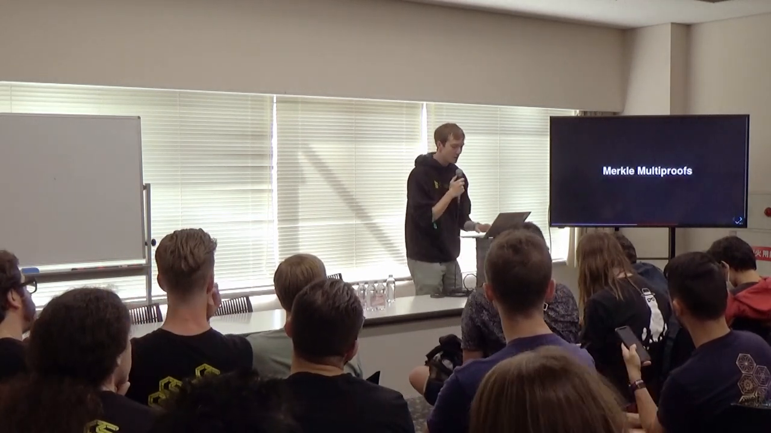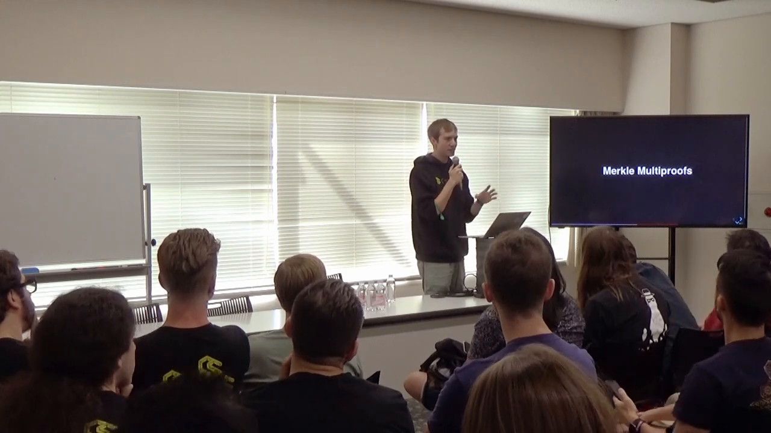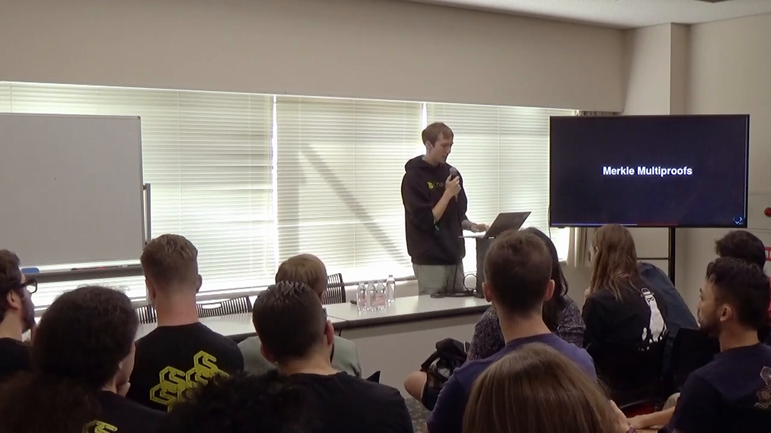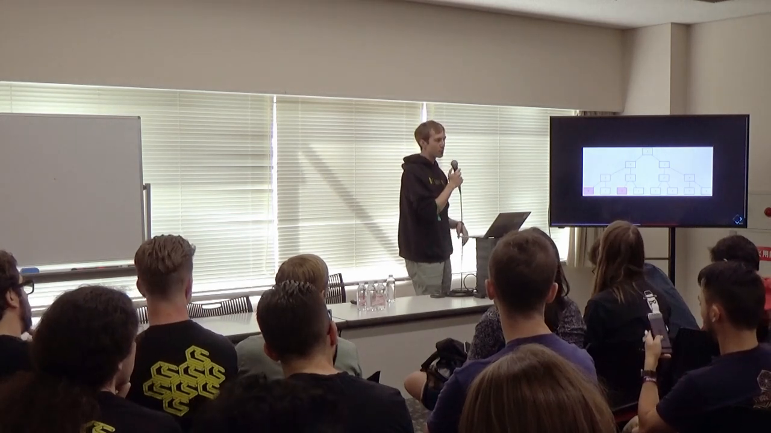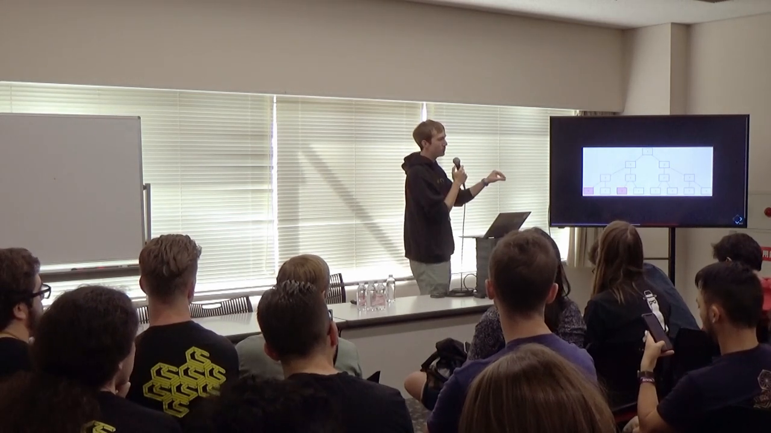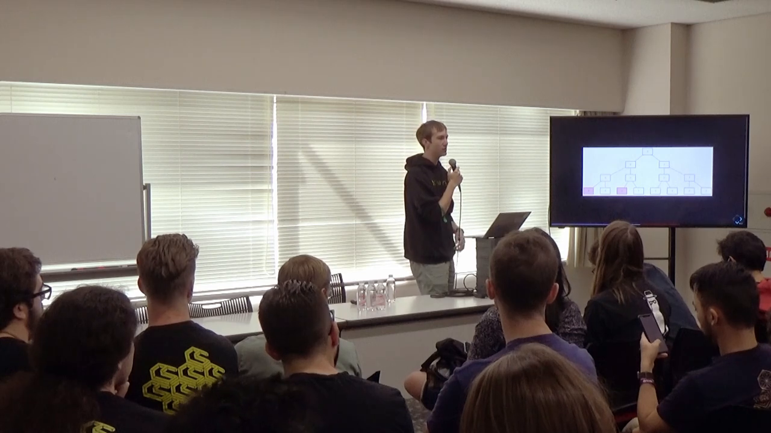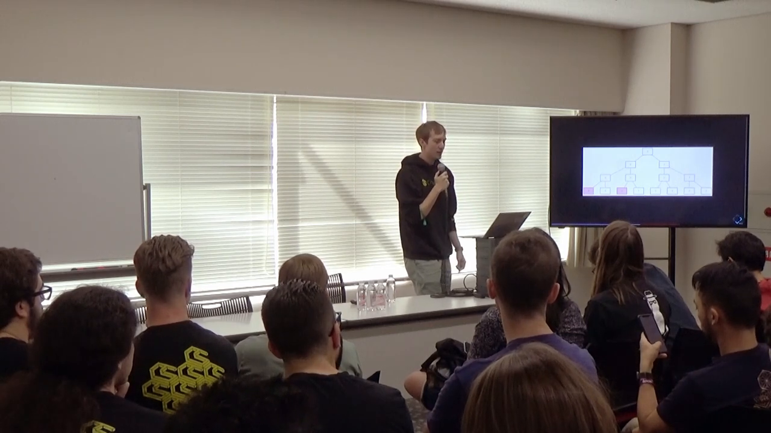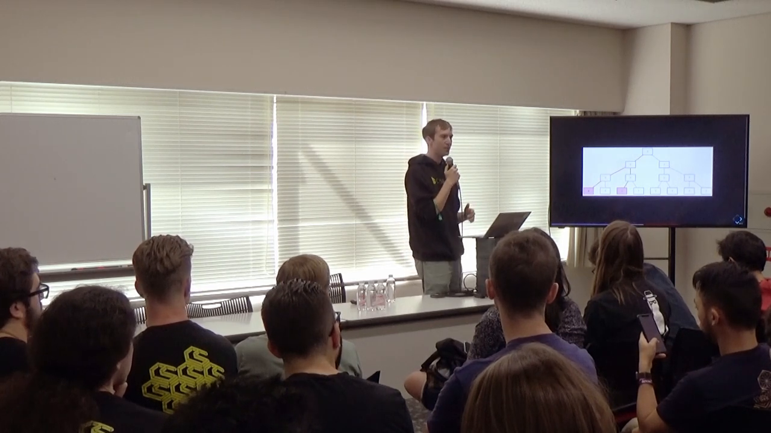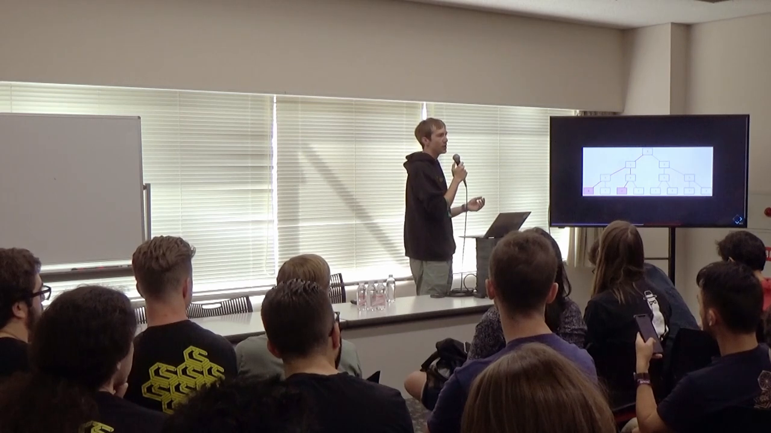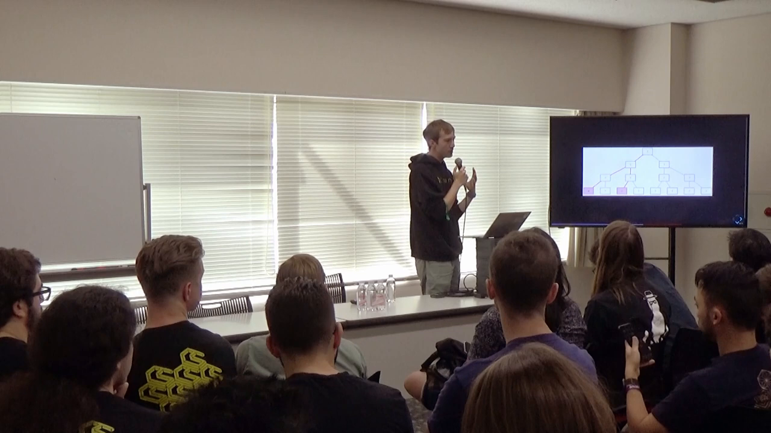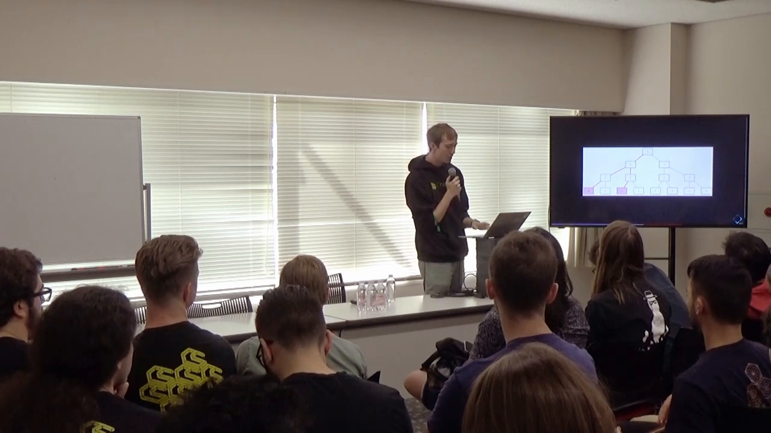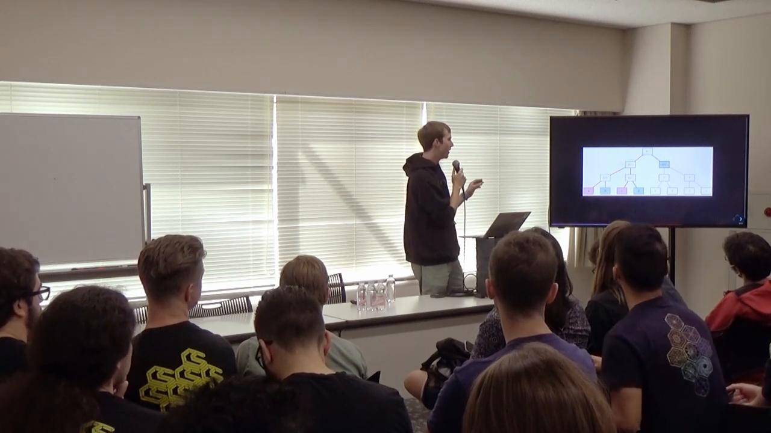Kind of a side tangent, multi-proofs. That's kind of just an extension of the Merkle proof idea. In a Merkle multi-proof, we are proving data about multiple pieces in this tree, or multiple leaves in the tree. Very similar to a Merkle proof, you're wanting to build back up the tree to the root.